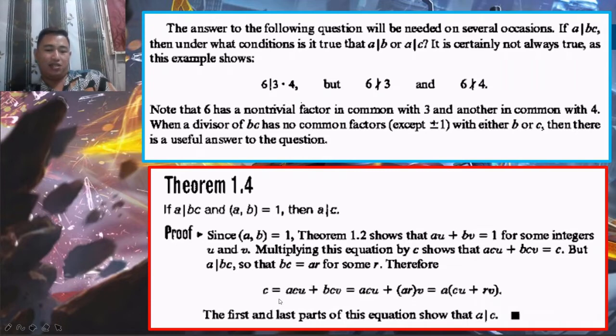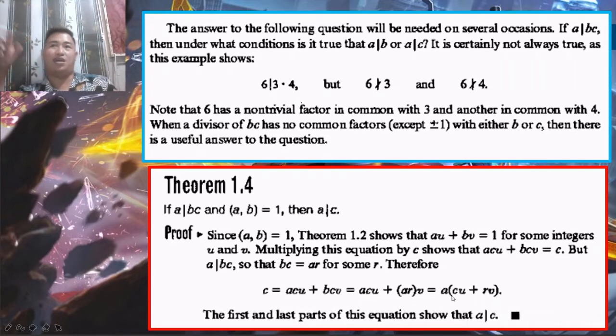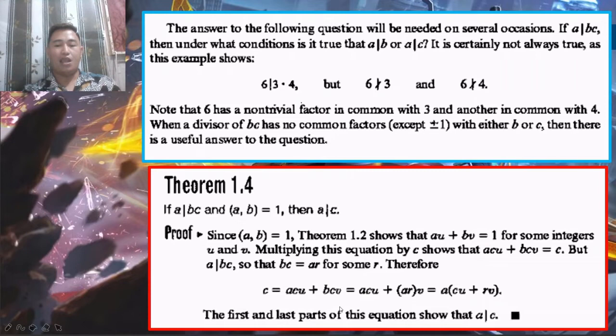Now C is expressed as something like C is equal to AK. If we replace that quantity with K, since they are all integers, the first and the last parts of the equation show that A divides C, because A is a factor of C. Done. Okay, that's 1.4.